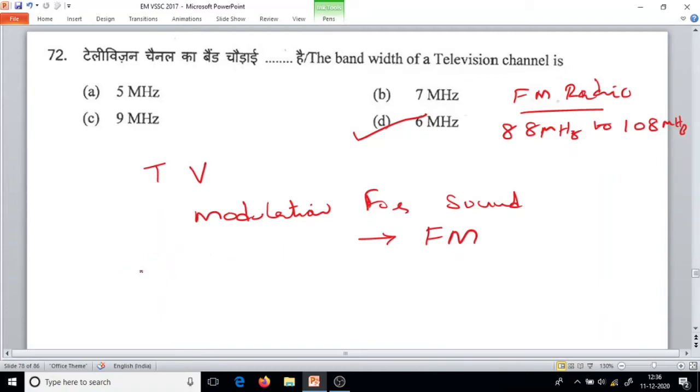And for video in TV, what is used? That is VSB, vestigial sideband transmission. This is used for video.